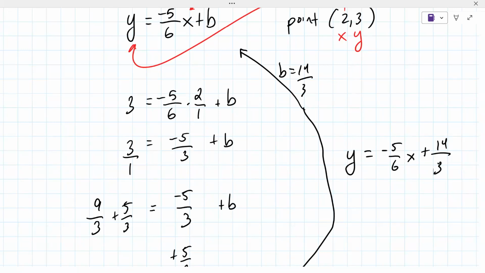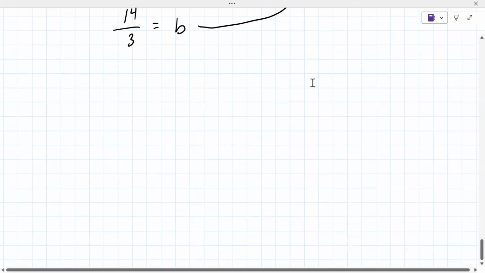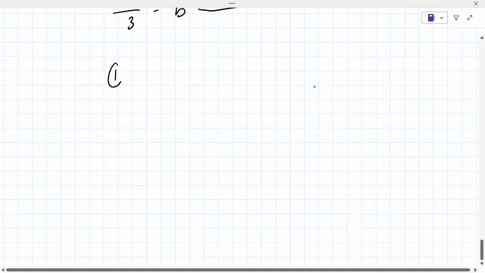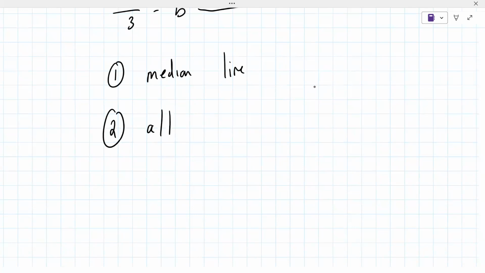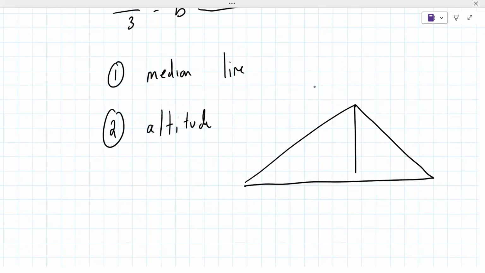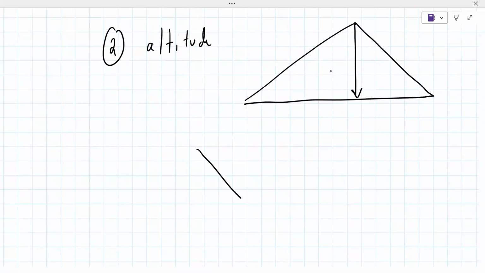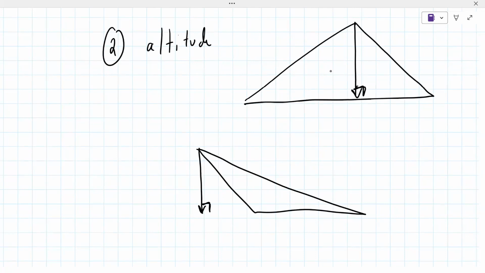Okay. All right. So there are three types of lines that you're going to learn. The first is the median line. The second is what's called an altitude. So I'll draw a couple of altitudes for you. The altitude comes straight down. Sometimes it's inside the triangle, sometimes it's outside, but it always meets at a 90-degree angle.